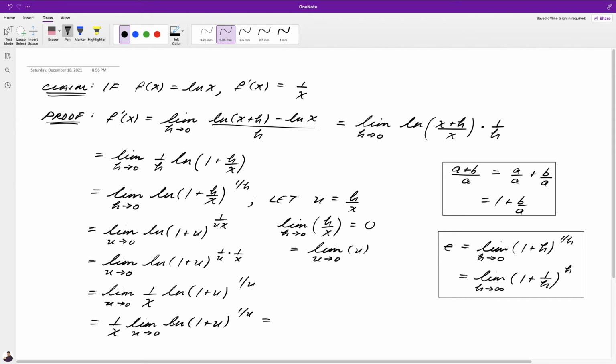What is the limit as u goes to 0 of the natural log of (1 plus u) to the 1 over u? That's just e, or the natural log of e, excuse me. And the natural log of e is just 1. So I'm going to have 1 over x times the natural log of e. Natural log of e is 1, so this is 1 over x times 1, which is 1 over x. Okay. That's interesting.